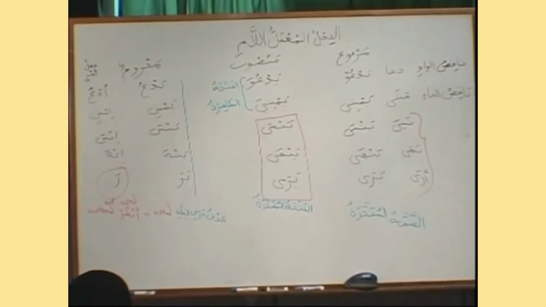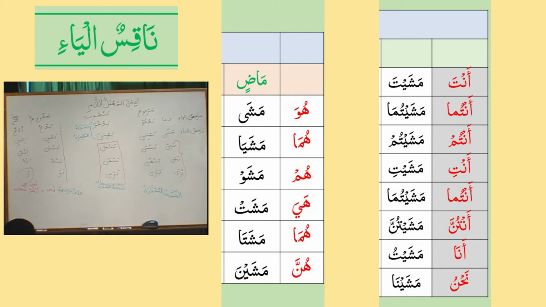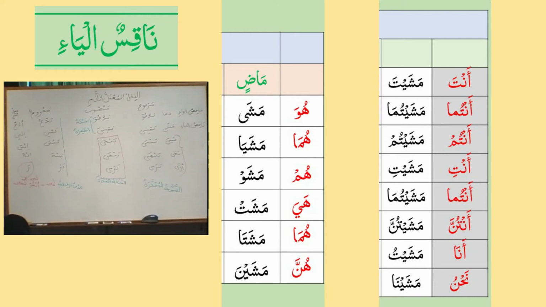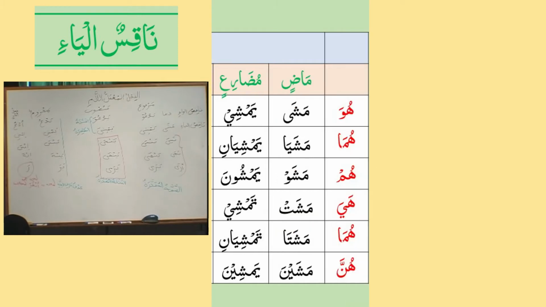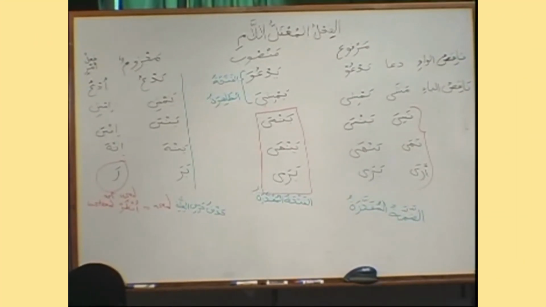Okay, we come to now, brothers and sisters, masha. Masha, mashaya, mashau, mashat, mashata, mashaina, mashaita, mashaituma, mashaitum, mashaiti, mashaituma, mashaitunna, mashaitu, mashaina. Okay, brothers and sisters. Yamshi, here we have to be careful. Yamshi, yamshiyani, yamshuna, tamshi, tamshiyani, yamshina. Then tamshi, tamshiyani, tamshuna, tamshina, amshi, namshi. Isn't it easy, brother? And your mind is now understanding it and figuring out quickly, inshallah.